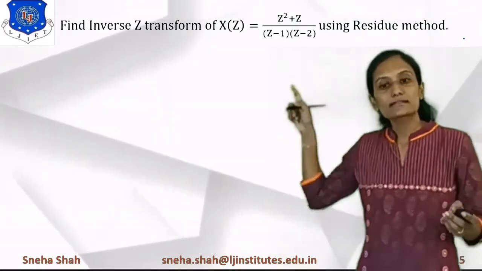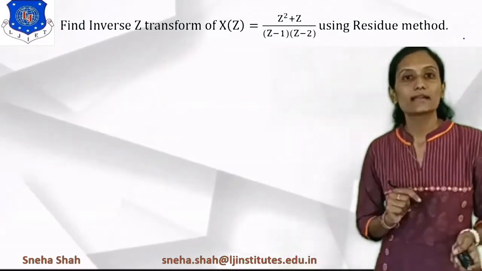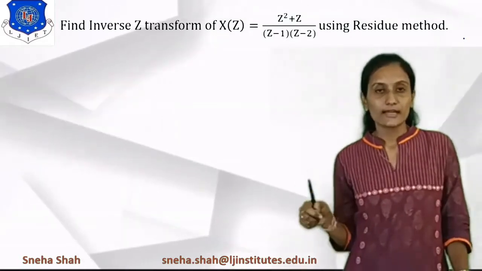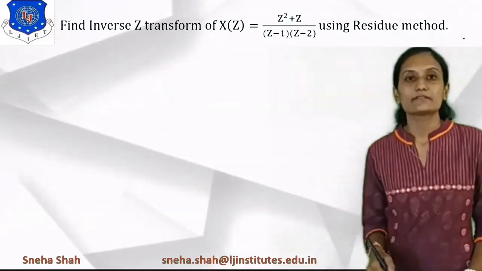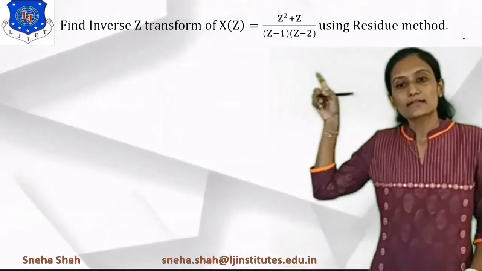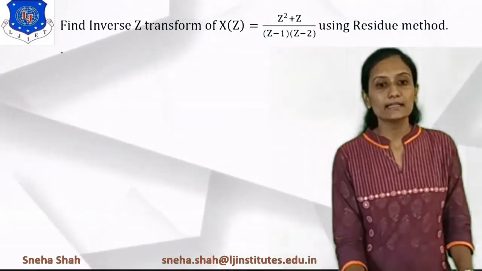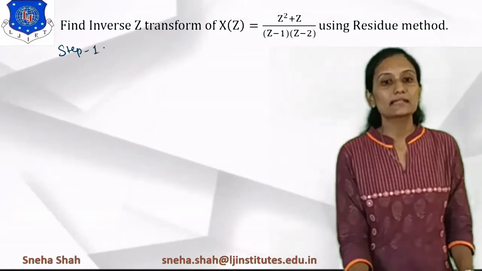But if factors are not given to you for this denominator, then you have to first find the factors for that, and then you will find the residue of it. So factors are already given to you, so I will solve this example directly. In this, first is step 1.